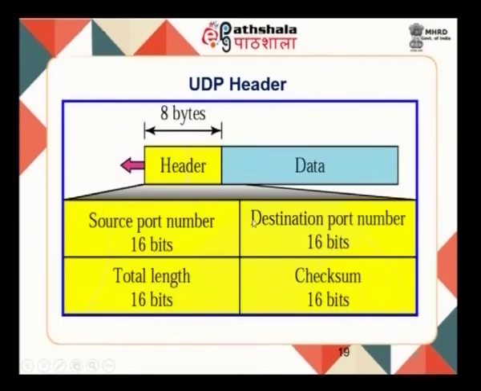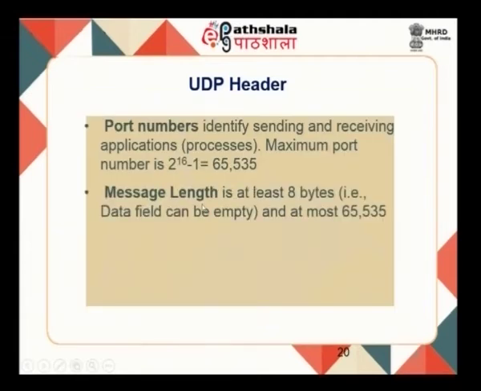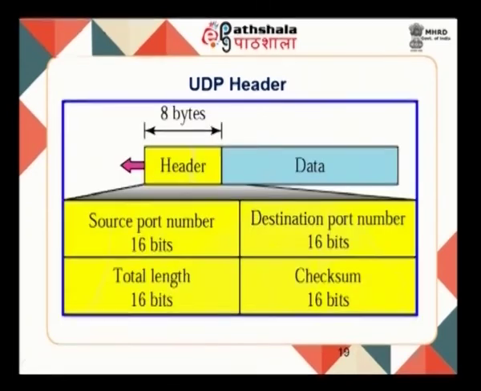The total message length is at least 8 bytes, which means that the data field can be empty. So, I could have just a UDP header sent with no data at all. That is also a valid UDP packet. And at most it could be 65,535, as you can see that the total length field is 16 bits. So, the total UDP packet size can be 64K.